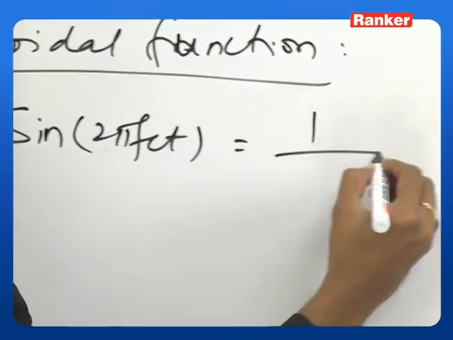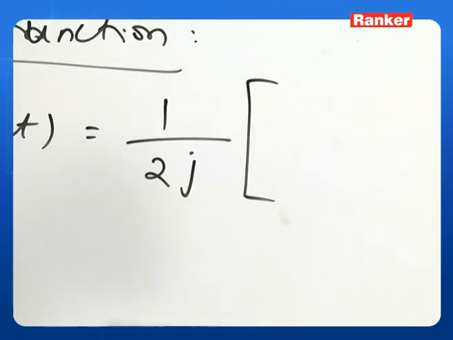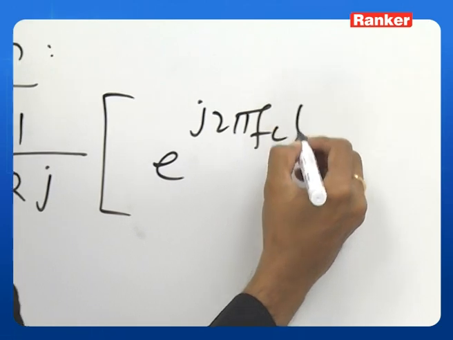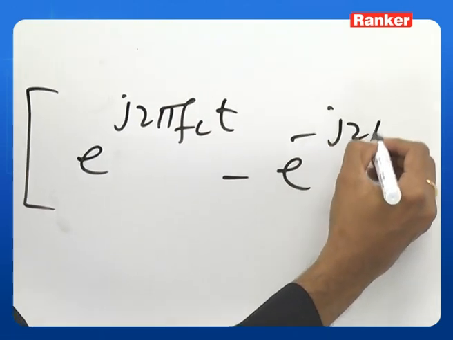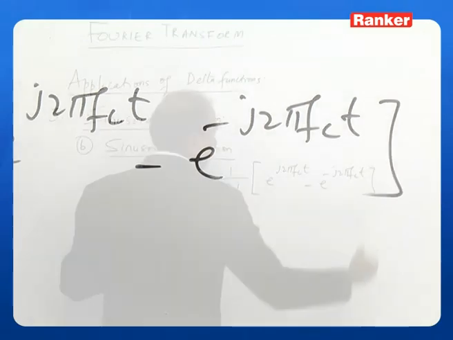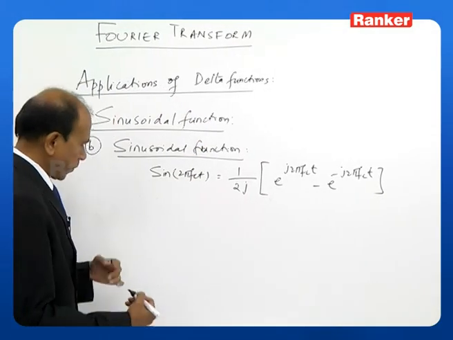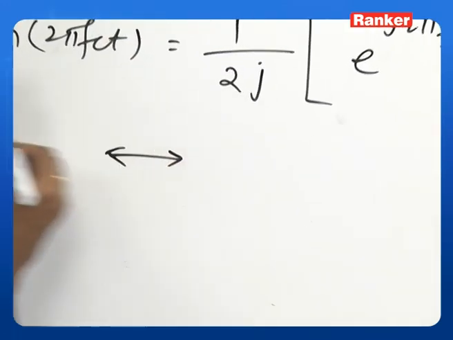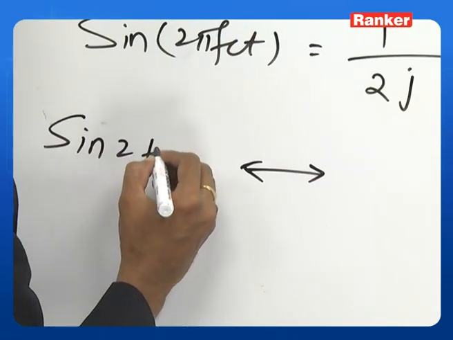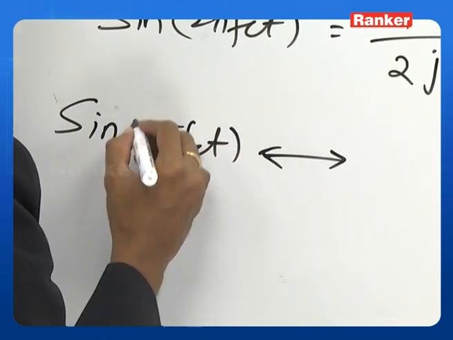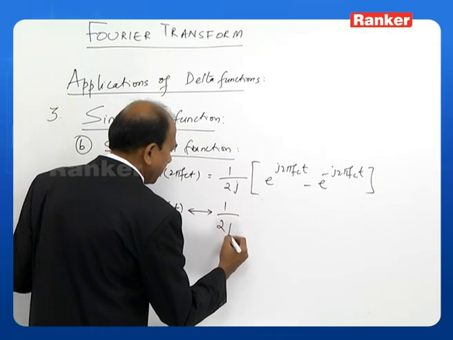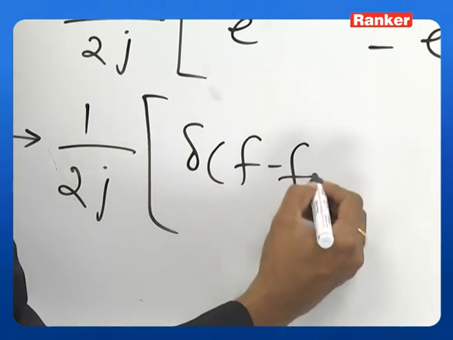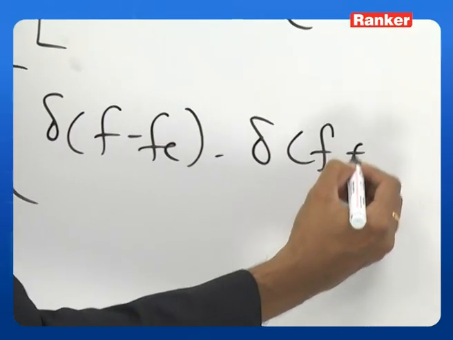We know this can be written in terms of exponential functions. So, this will be e to the power of j2 pi fct minus e to the power of minus j2 pi fct. So, again let us take the Fourier transform for this. The Fourier transform of this sine 2 pi fct function will be equal to delta of f minus fc minus delta of f plus fc.